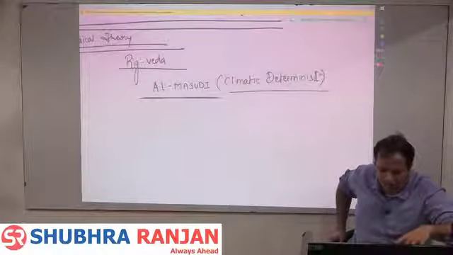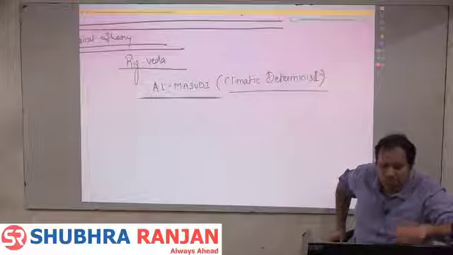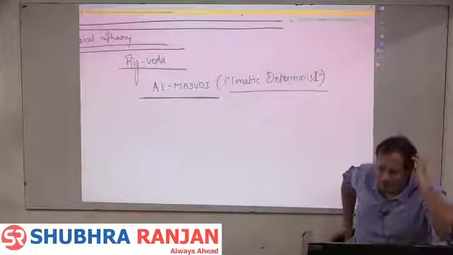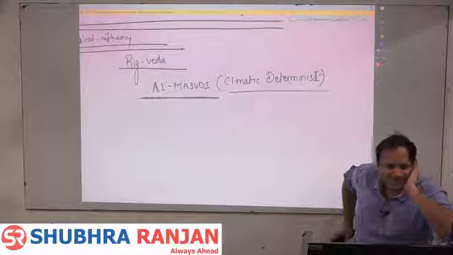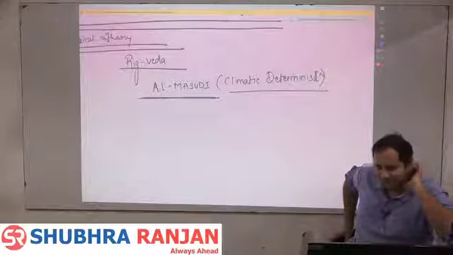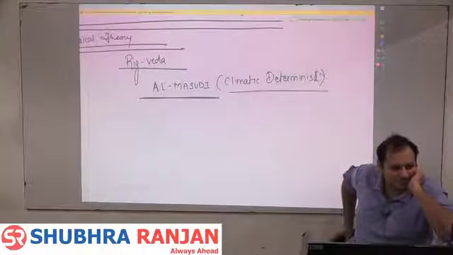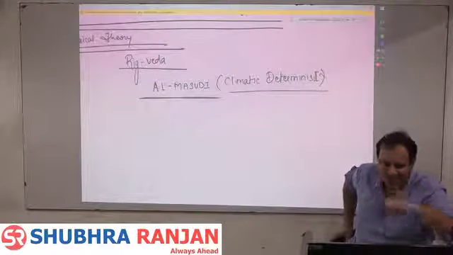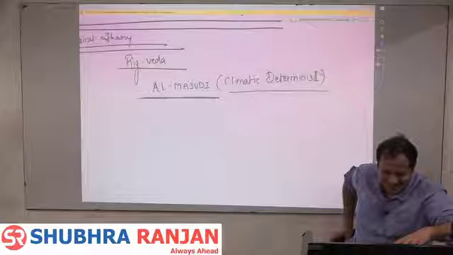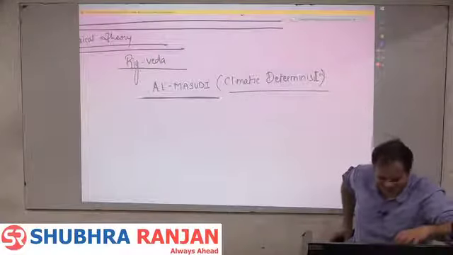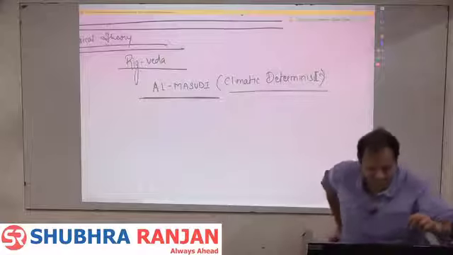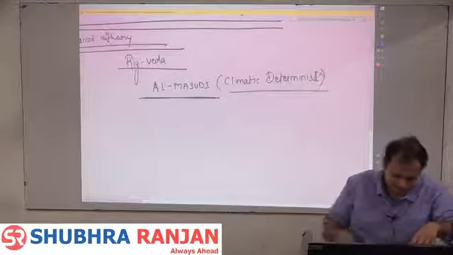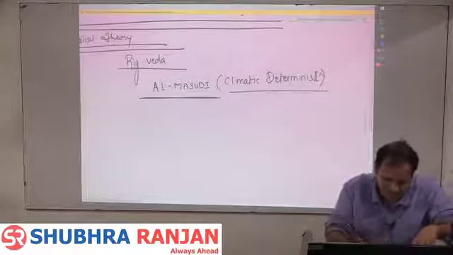Al-Masudi is known as the Herodotus of Arabs. Who is Herodotus? He is known as the father of history. Next.